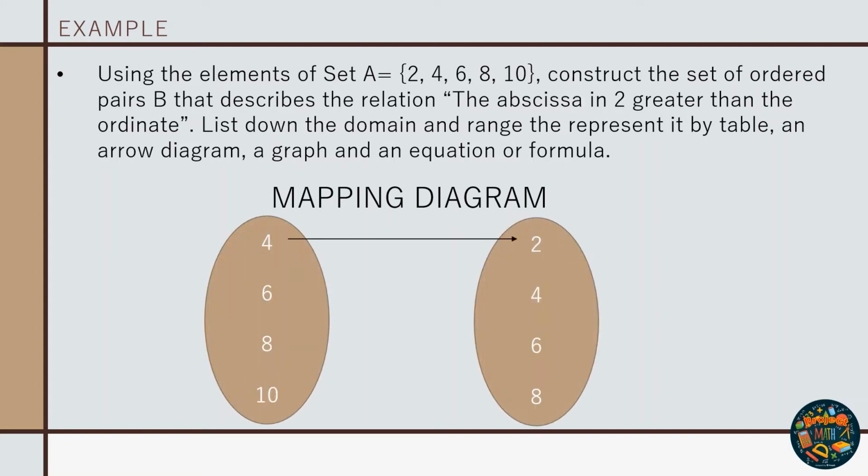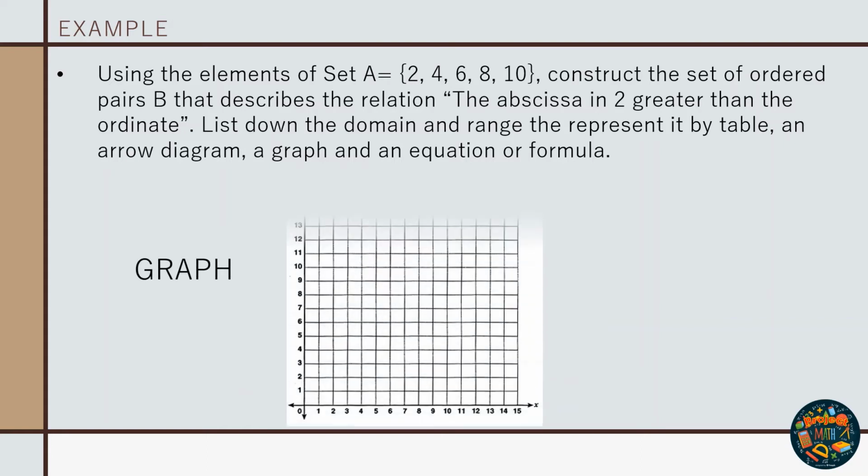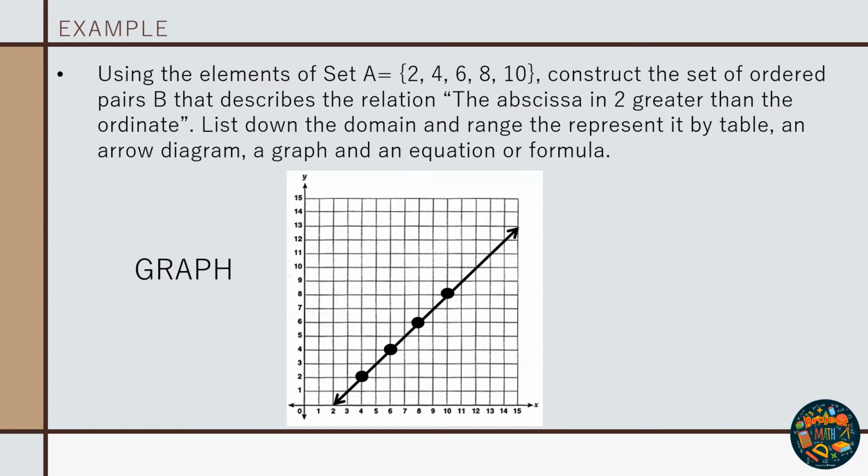And by mapping diagram or arrow diagram, each number in the X element is mapped exactly to the number in the Y element. Then, by graph, we will just locate the points. We have (4, 2). Then, we have (6, 4). Then, we have (8, 6). And we have (10, 8). Then, connect it with a line. And that is the graph of the relation.